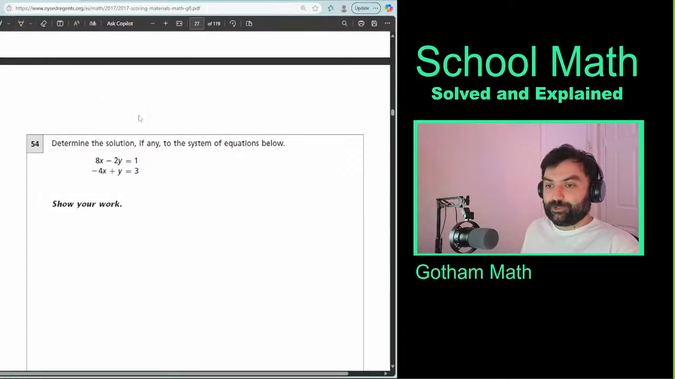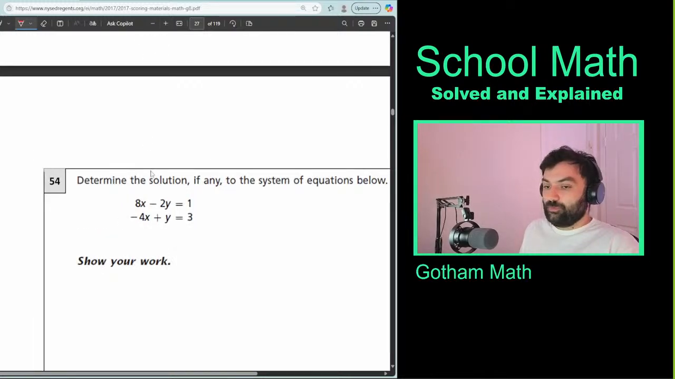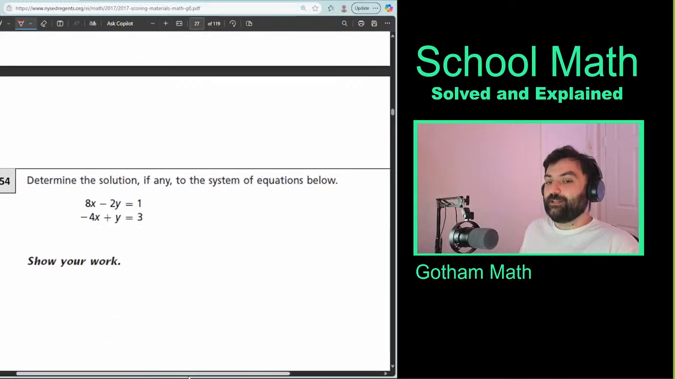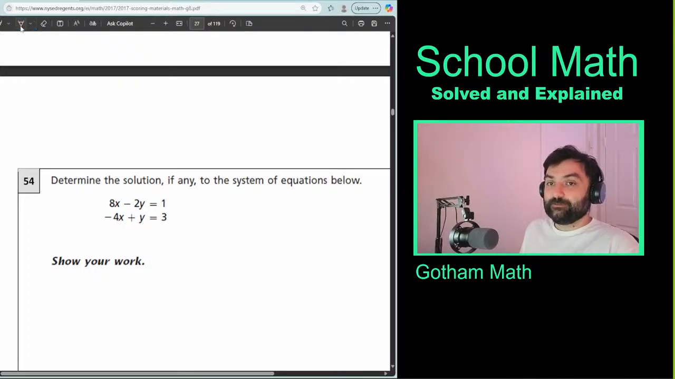Determine the solution, if any, to the system of equations. All right, so we're going to have to solve this. Nowadays students solve these with the graphing calculator, just looking for the intersection point. But I think in this case you actually have to use one of the methods to solve it. So, what did you get there? Becca, did you get anything?